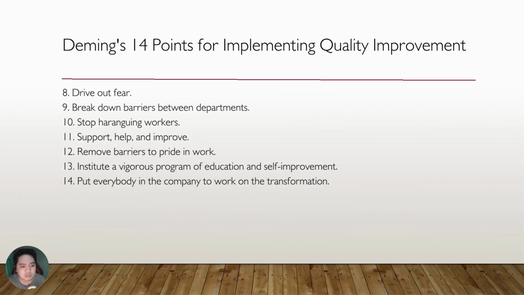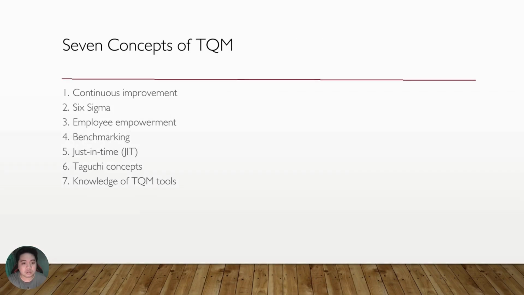Deming's 14 points for implementing quality improvement was created by Mr. Edwards Deming, an American engineer, statistician, professor, author, and management consultant, best known for his works in quality management and continuous improvement. Next, let's go to the 7 concepts of total quality management. These are the following: continuous improvement, Six Sigma, employee empowerment, benchmarking, just-in-time, Taguchi concepts, and knowledge of TQM tools. So those are the 7 concepts of TQM.